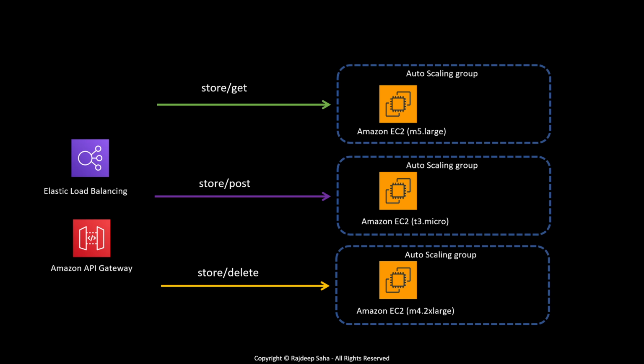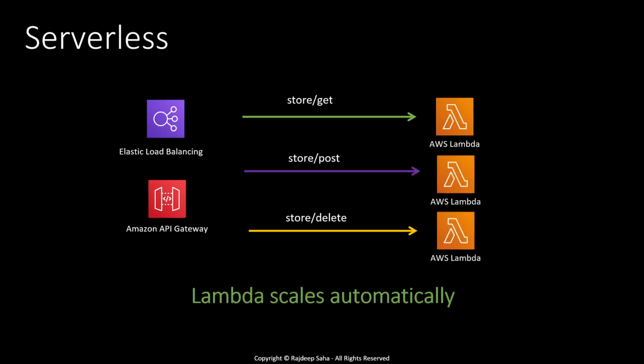Beyond EC2, for modern application development, we can look at the serverless alternative, which is AWS Lambda, where each microservice's backend will be implemented in separate Lambda functions. Remember that Lambda scales automatically, so there is no auto-scaling group in this case. And Lambda could also be fronted by Elastic Load Balancer or Amazon API Gateway.